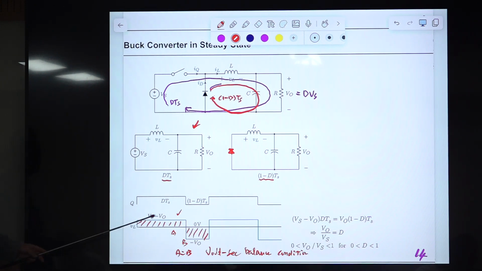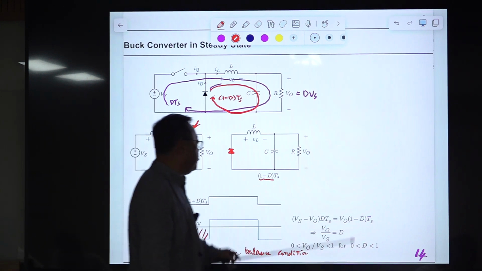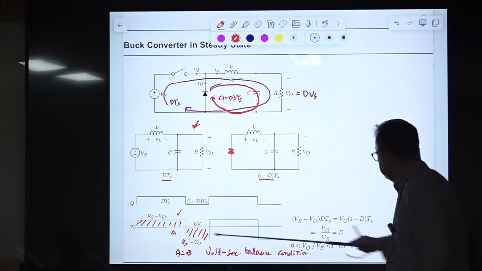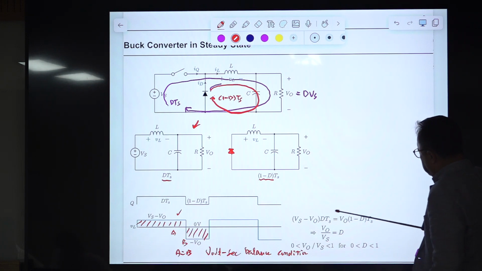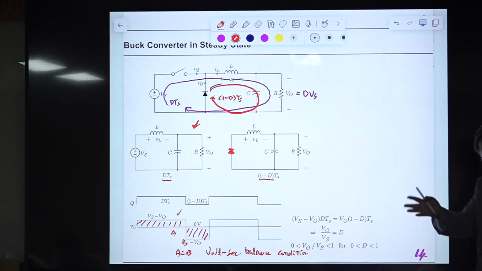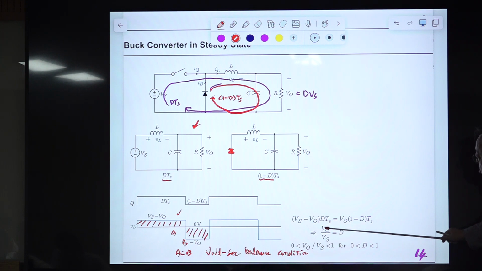So this is the expression for the volt-second balance condition. This is the area of A, with this value and this period. This is the value of the negative Vo, but since we are calculating area, forget about the minus sign. Using this, you have this expression, so Vo is given by D times Vs.